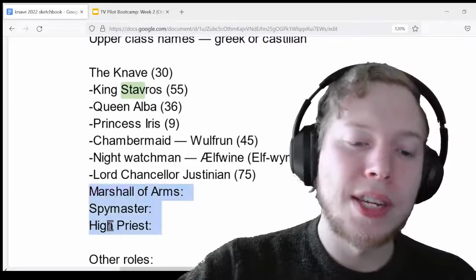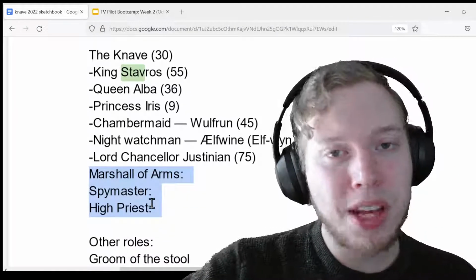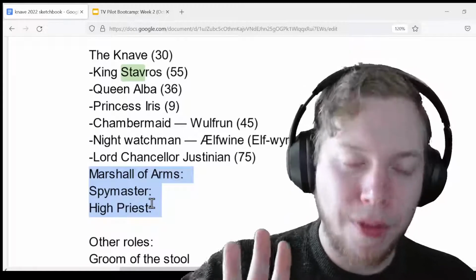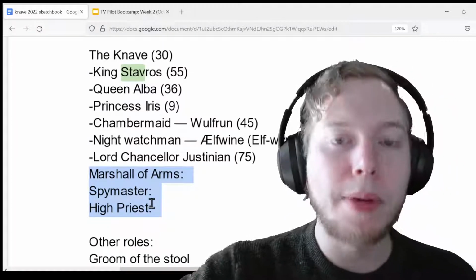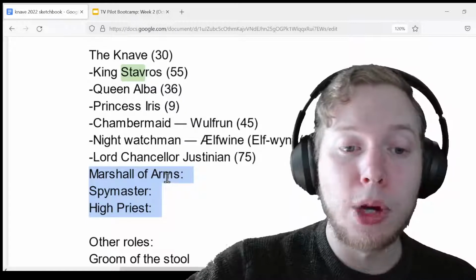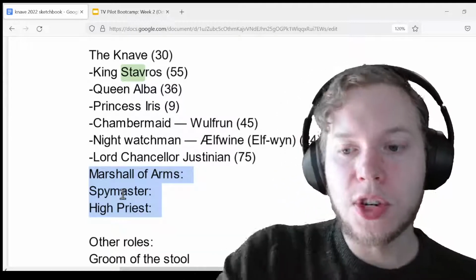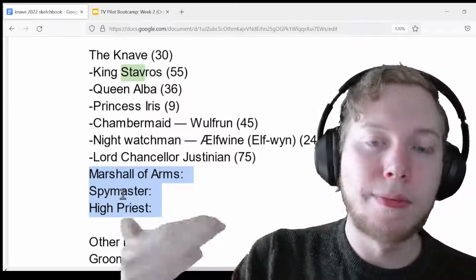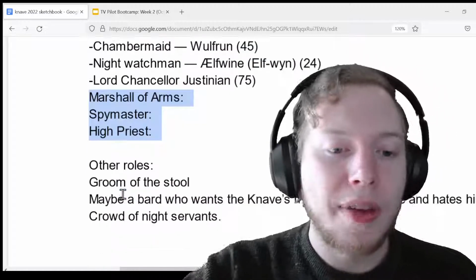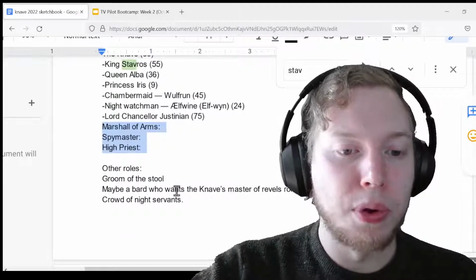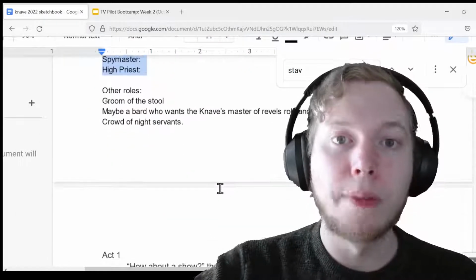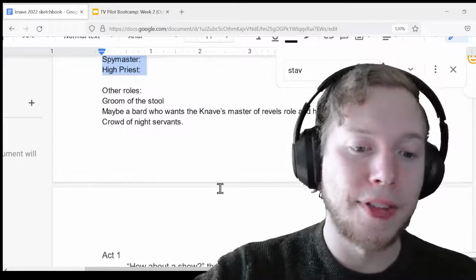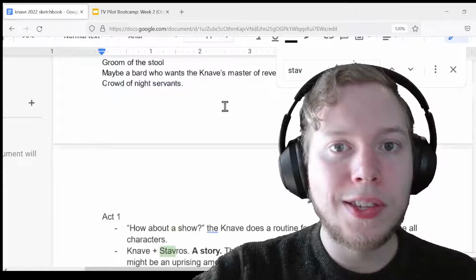And I have a couple other ideas for other roles that I've not yet filled in, because I'm not actually actively writing on this. This is something I've just been coming back to now and again. But I had ideas for Marshal of Arms, Spy Master, and High Priest, which are just other roles in the administration of a castle. And we have a couple other ideas, like a bard or maybe a groom, just different roles amongst the peasants and the night staff of the castle, too. So that's the characters.